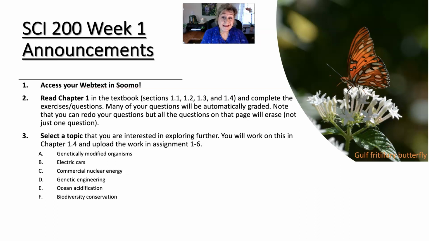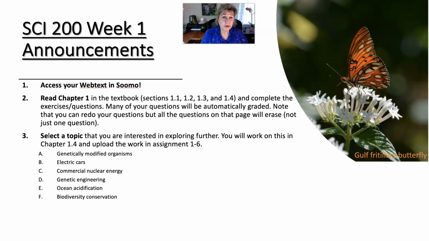First of all, you need to gain access to your web text. That's just a textbook that's online. It's produced by the company Sumo, and so you need to get access to that right away. You have assignments due this week, so be sure and get that done.